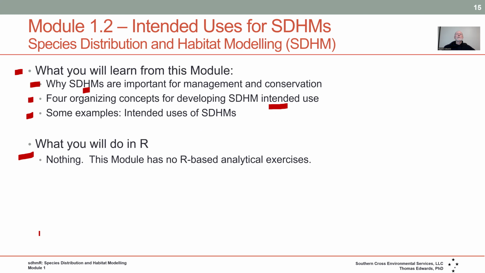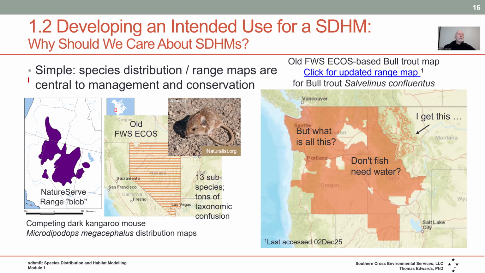And again, as mentioned in Module 1.1, we don't really do anything in R on this because this is just an introduction. Okay, so why do we care about them? It's simple. Distribution and range maps are central to management and conservation. It's been that way since day one, and it will be that way, as best I can tell, forever.